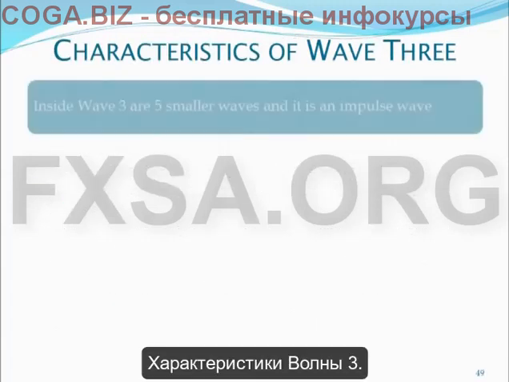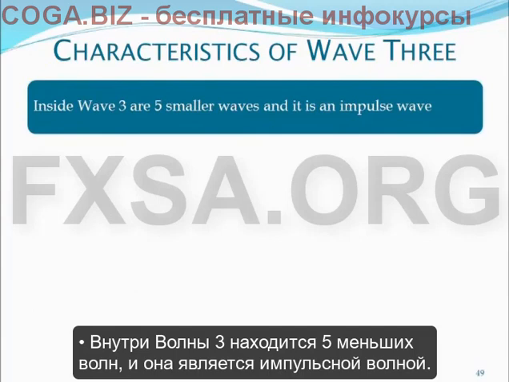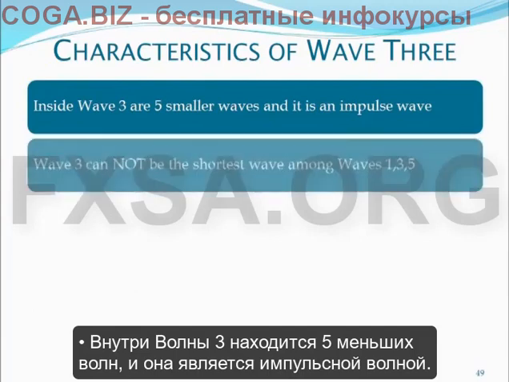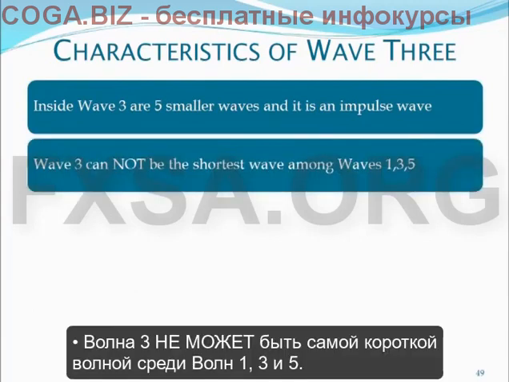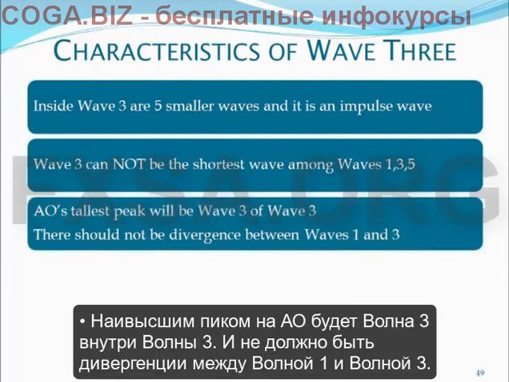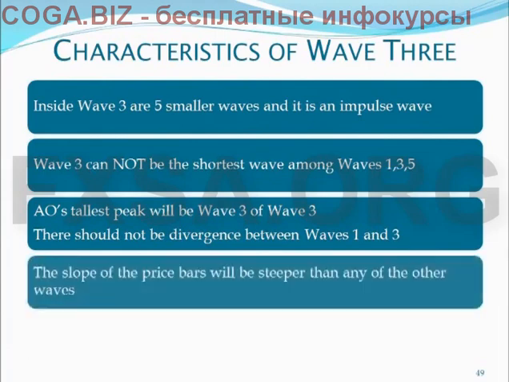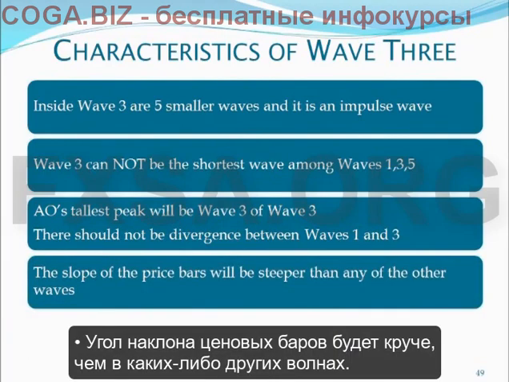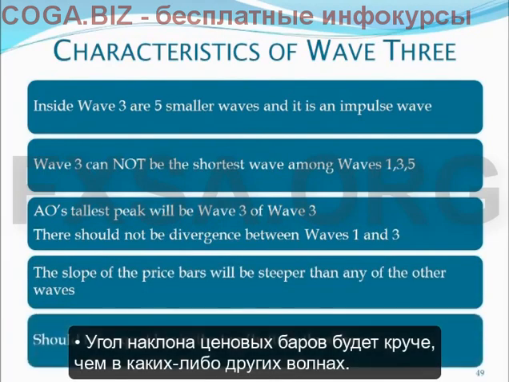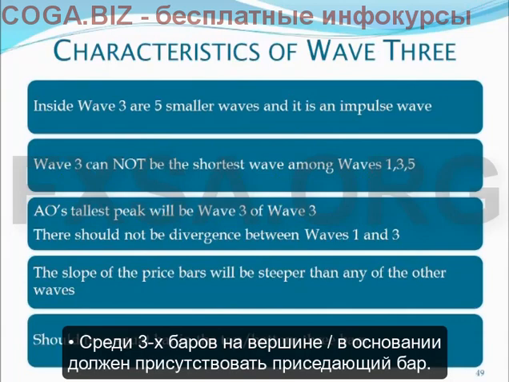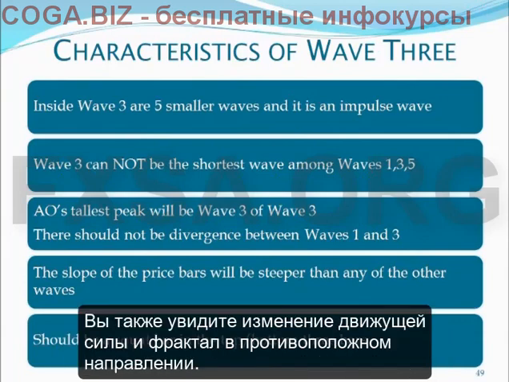Characteristics of wave 3. Inside wave 3 are 5 smaller waves, and it's an impulse wave. Wave 3 cannot be the shortest wave among waves 1, 3, and 5. AO's tallest peak will be wave 3 of 3, and there should not be divergence between wave 1 and wave 3. The slope of price bars will be steeper than any of the other waves, and there should be a squat bar in the top bottom 3 bars. You'll also see a change in momentum and a fractal in the opposite direction.